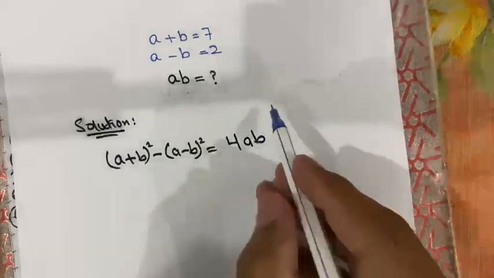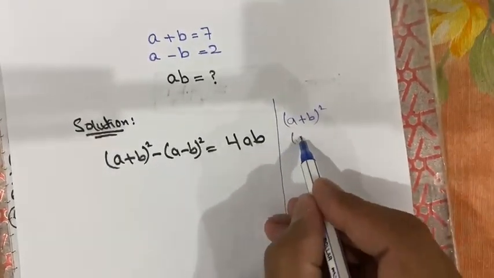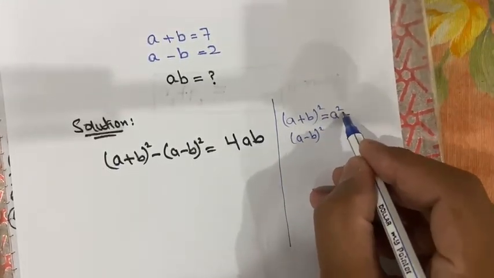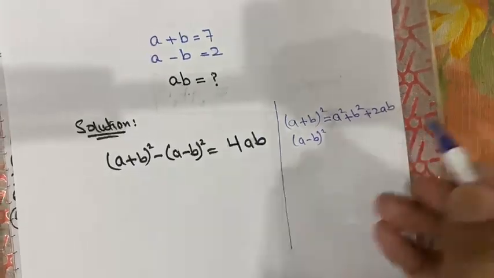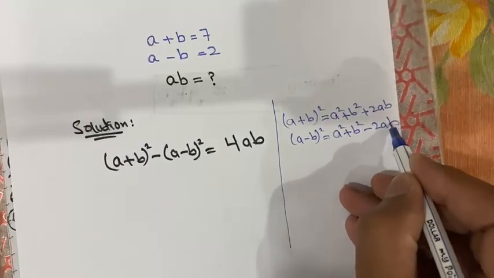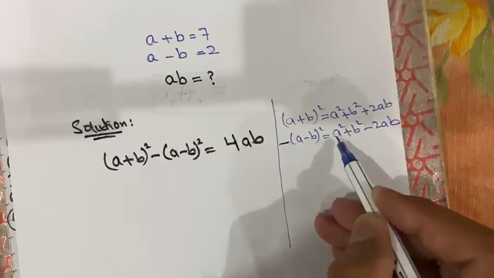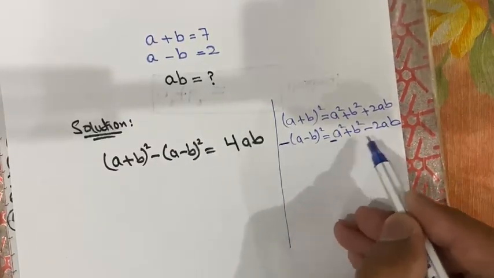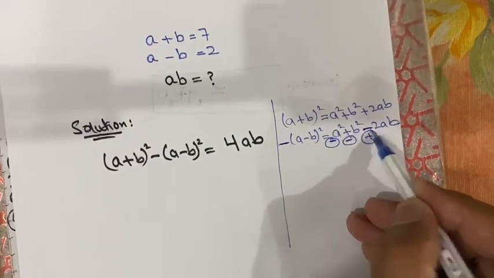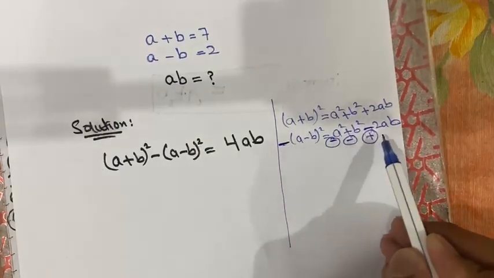We have two basic formulas, (a plus b) whole square and (a minus b) whole square. We know that (a plus b) whole square equals a square plus b square plus 2ab, and (a minus b) whole square equals a square plus b square minus 2ab. Now if we subtract these two basic formulas, because we are subtracting (a minus b) whole square, we change all the signs: minus becomes plus.